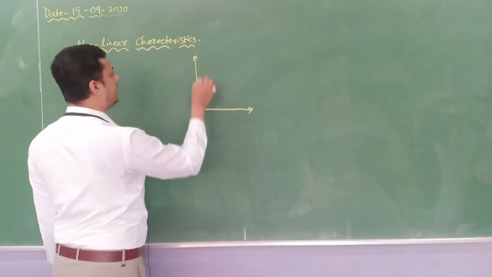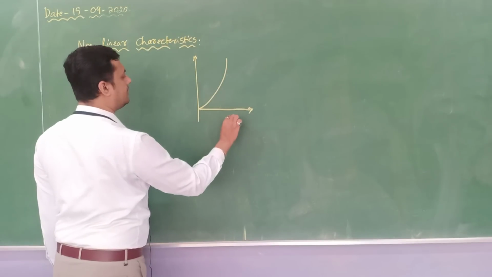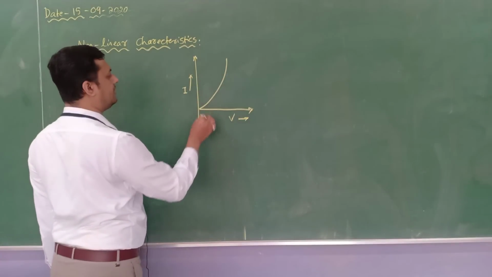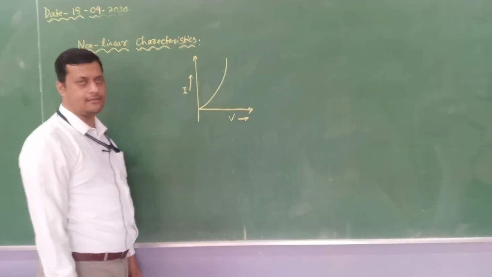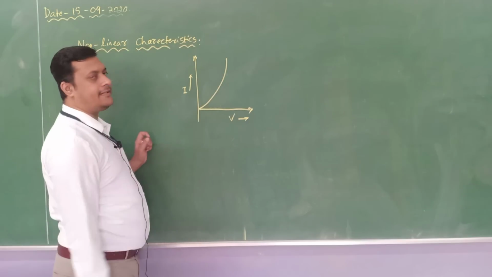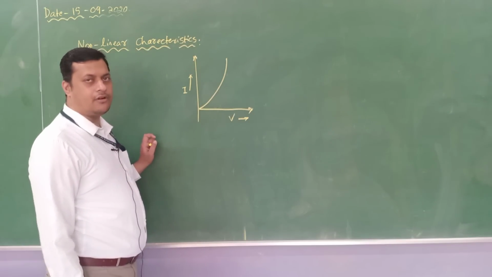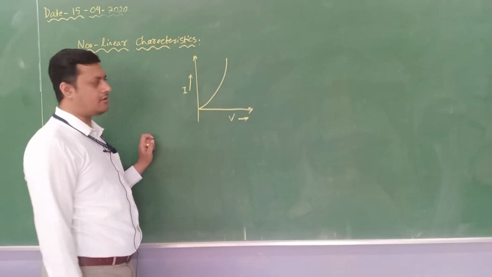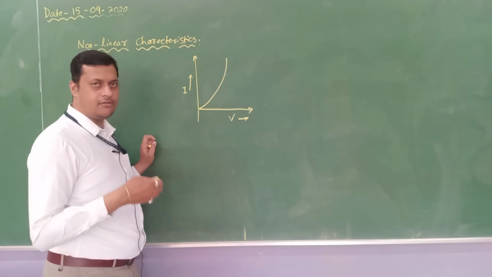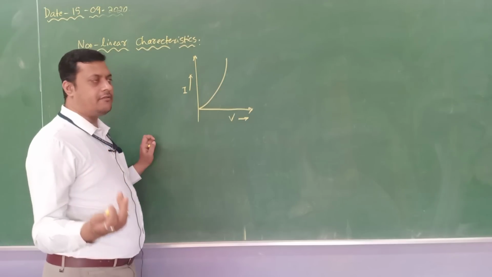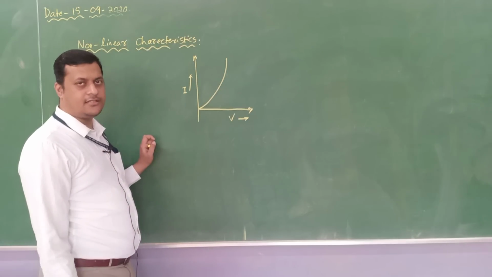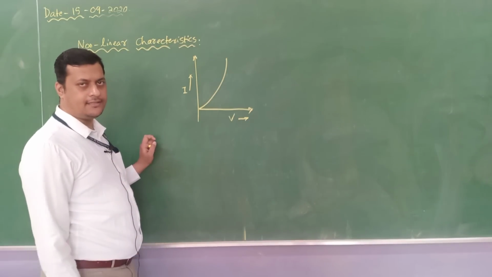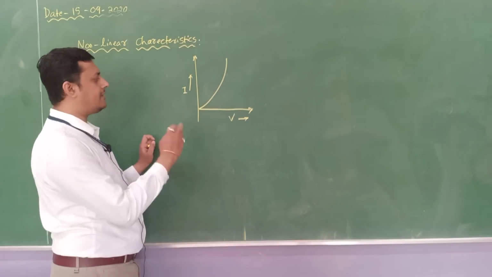So nonlinear characteristics means, as I have drawn in the figure, the characteristics between current and potential must be nonlinear in nature. Nonlinear in nature means either we can go for a diode, a transistor, a MOSFET, a BJT (bipolar junction transistor) or a field effect transistor. Any of these nonlinear semiconductor devices we can use as a modulator.